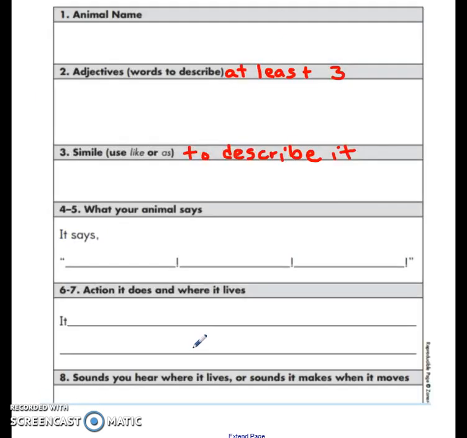After you have chosen your animal, you are ready to do your plan. So, using your animal, you're going to complete your plan for your poem. When you're done with your plan, you're ready to move on to the next step.